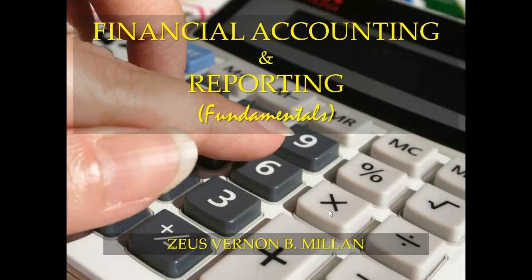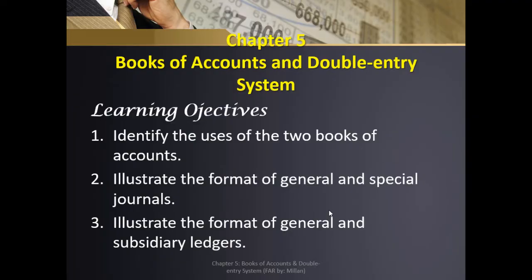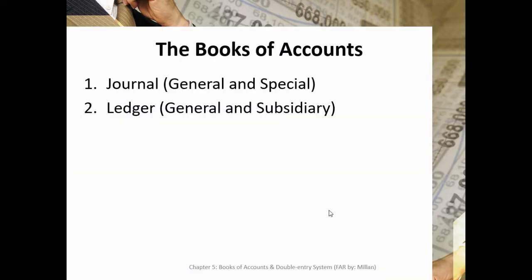Good afternoon. Today I will discuss Chapter 5 entitled Books of Accounts and Double Entry System. So these are our learning objectives. First is to identify the uses of the two books of accounts. Second is to illustrate the format of general and special journals. And third is to illustrate the format of general and subsidiary ledgers.